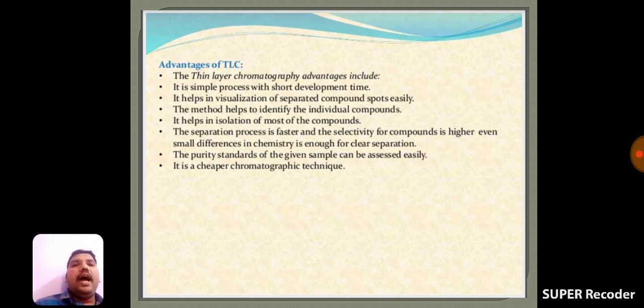It helps in the isolation of most of the compounds. The separation process is faster and the selectivity for compounds is higher. Even small differences in chemistry are enough for clear separation. The purity standards of the given sample can be assessed easily. Next, it is a cheaper chromatography technique. Thin layer chromatography is a cheaper chromatography technique.